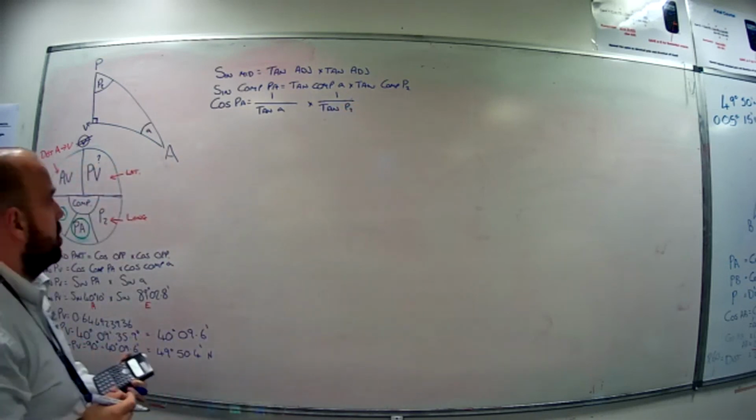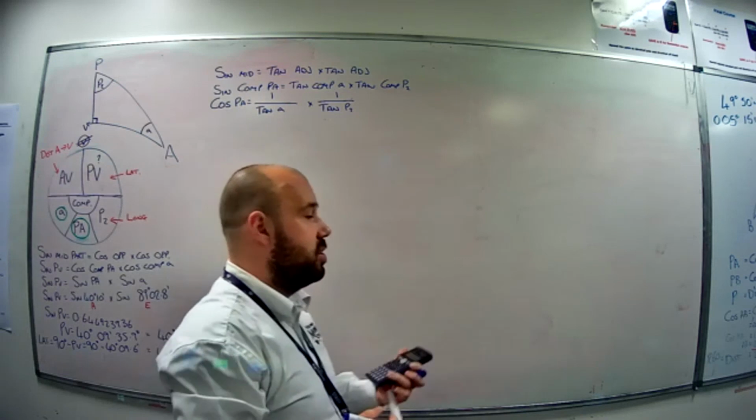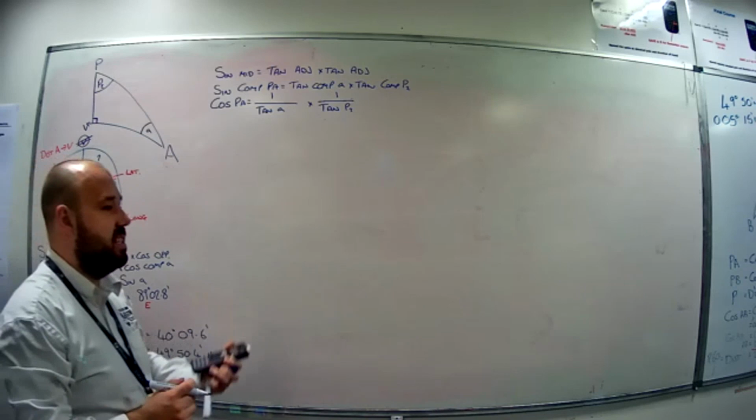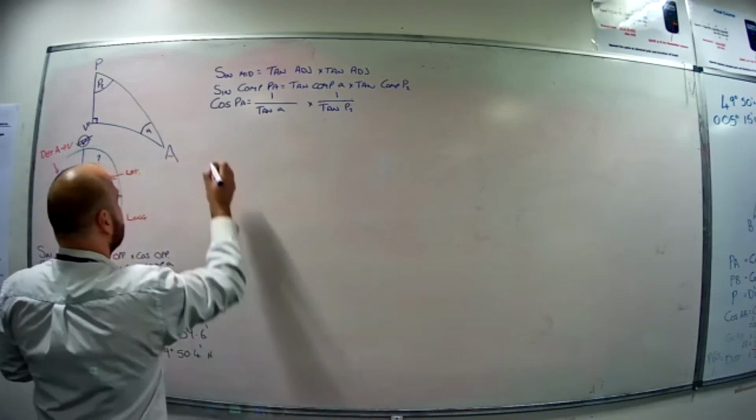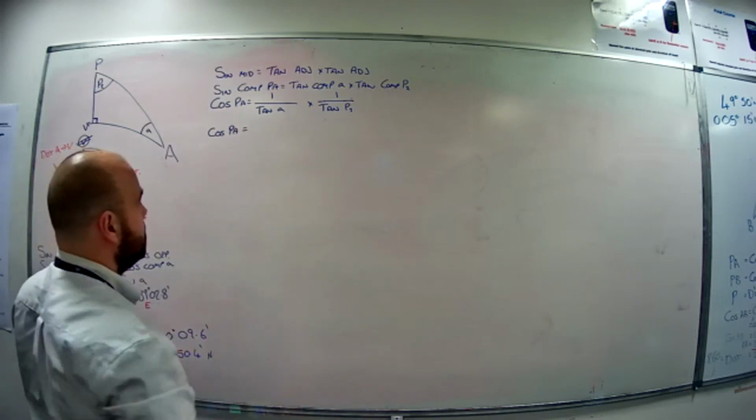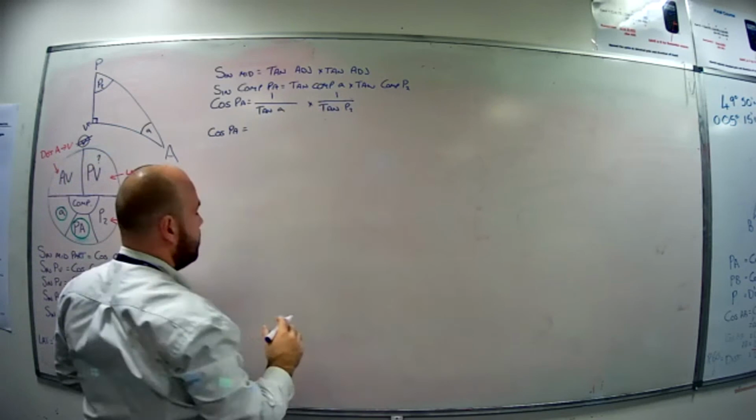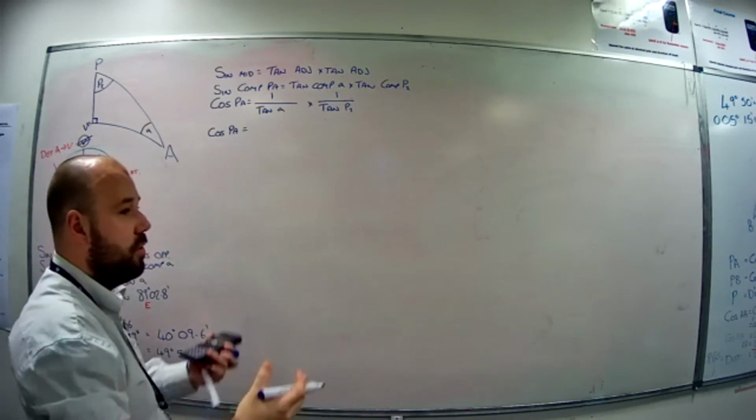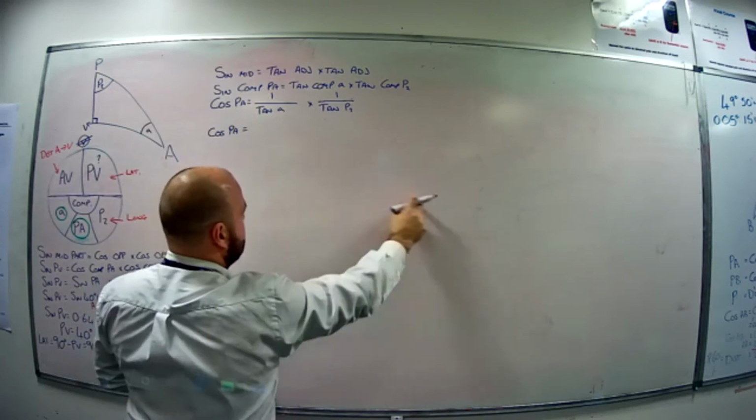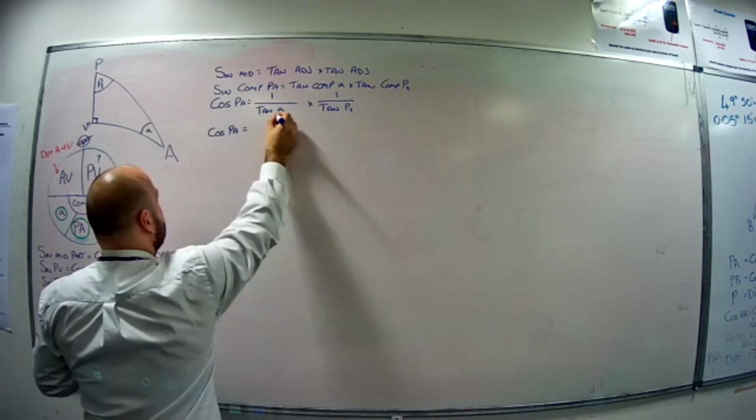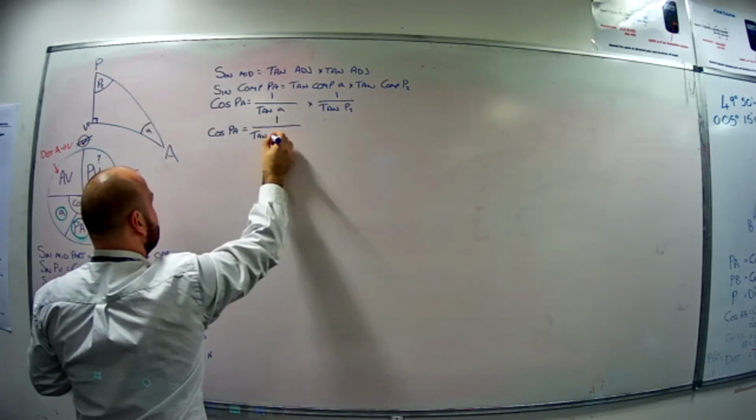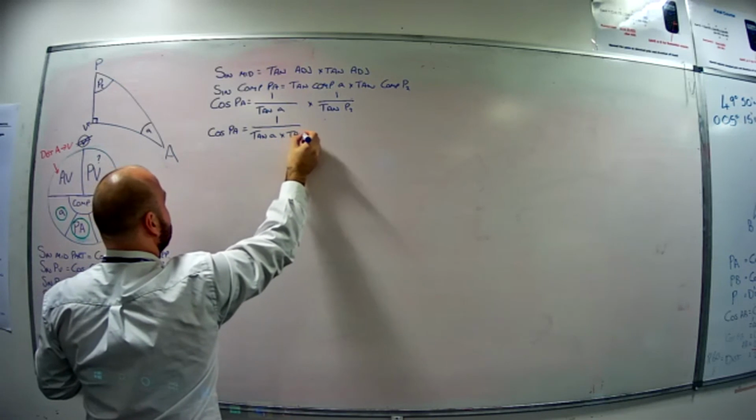So sine the complement of something becomes cos of it. Cos the complement of something becomes sine of it. Tan the complement of something becomes 1 divided by it. Okay. So that means cos PA equals, and when we multiply fractions, we just do the top times the top, the bottom times the bottom. If you had half a cake and you halved it again, you'd have a quarter. 1 over 2 times 1 over 2, 1 times 1 is 1, 2 times 2 is 4, you've got a quarter. So that becomes 1 times 1 is 1. Tan A times tan P2, you can't really do anything with that. You're just going to end up with tan A times tan P2.